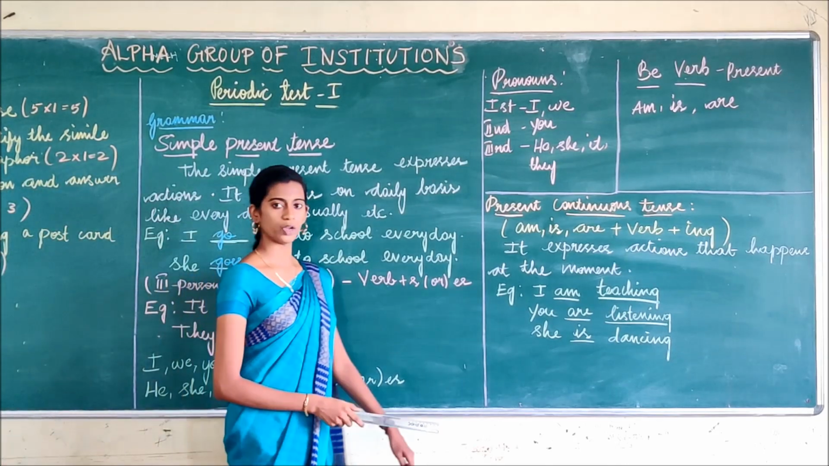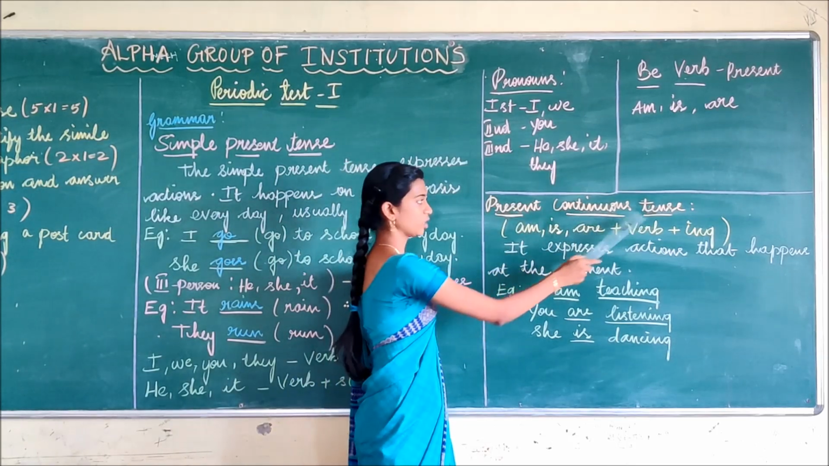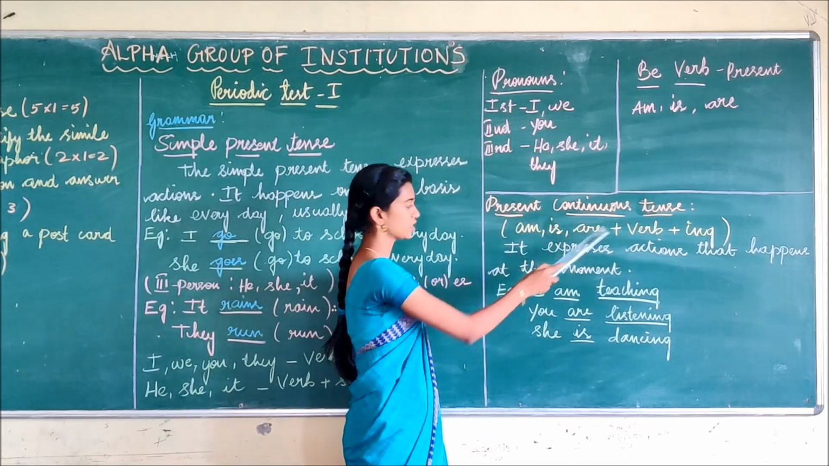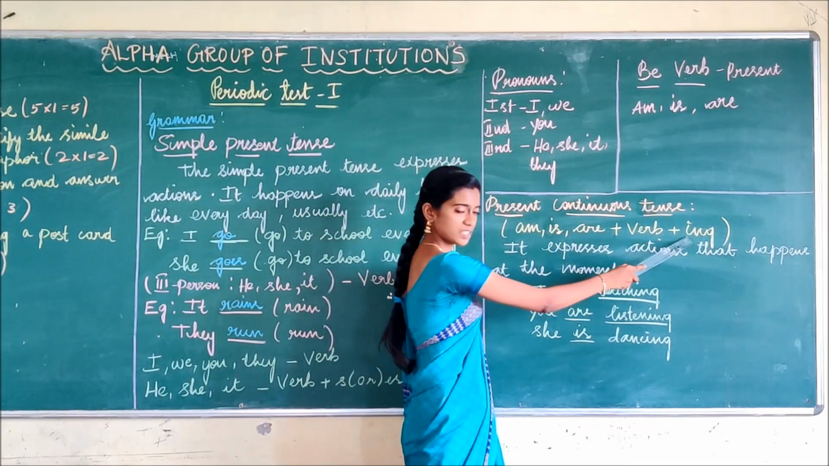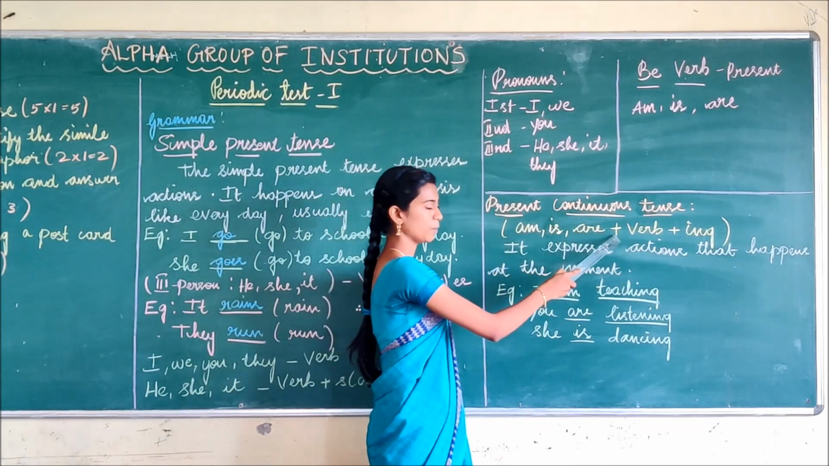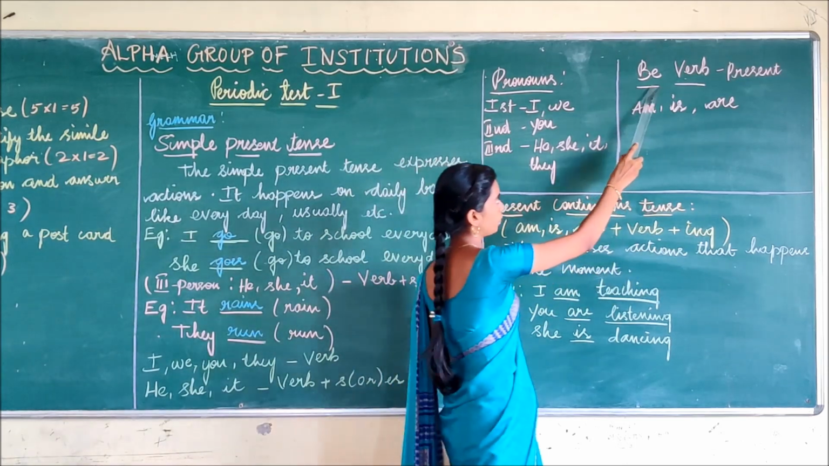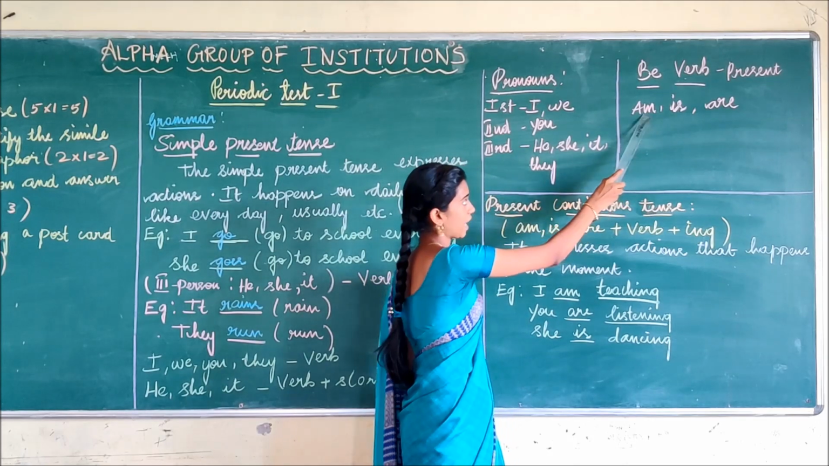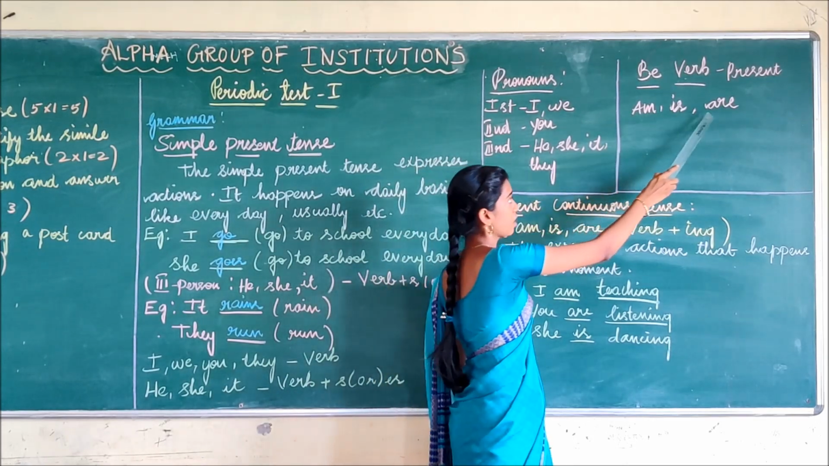Next we are going to see the present continuous tense. So this is the structure of the present continuous tense: am, is, are plus verb plus ing. Repeat: am, is, are plus verb plus ing. See here, be verb. So this is the be verb for present tense: am, is, are.